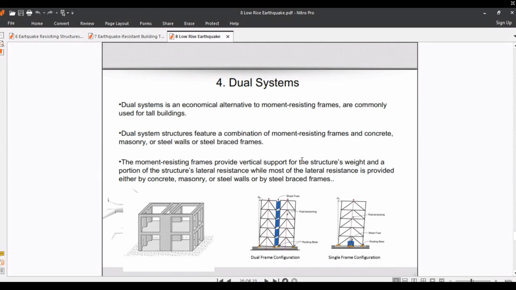Dual system structures feature a combination of moment resistant frames and concrete masonry or steel walls or steel braced frames. You can combine this dual system structure with moment resistant frames and concrete masonry or steel walls or steel brace frames to increase the resistance of the building structures.